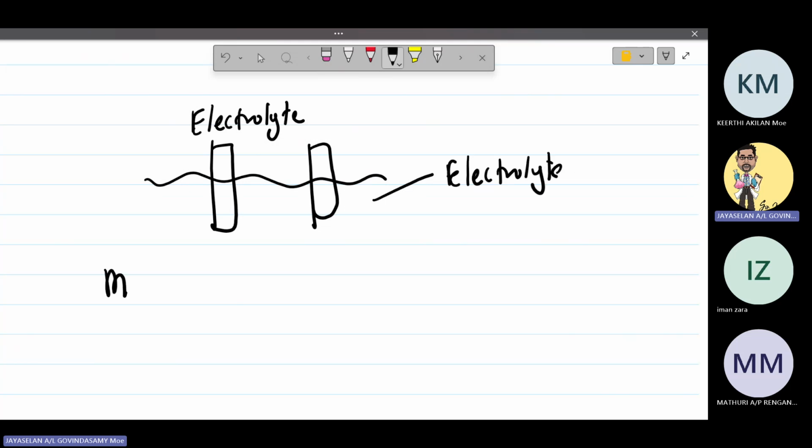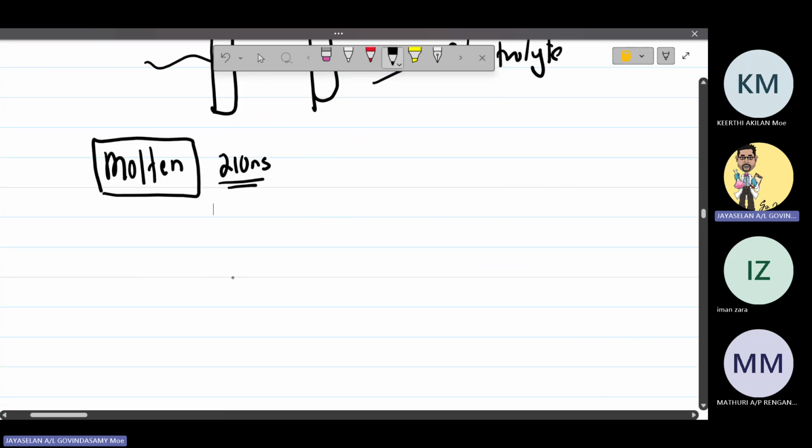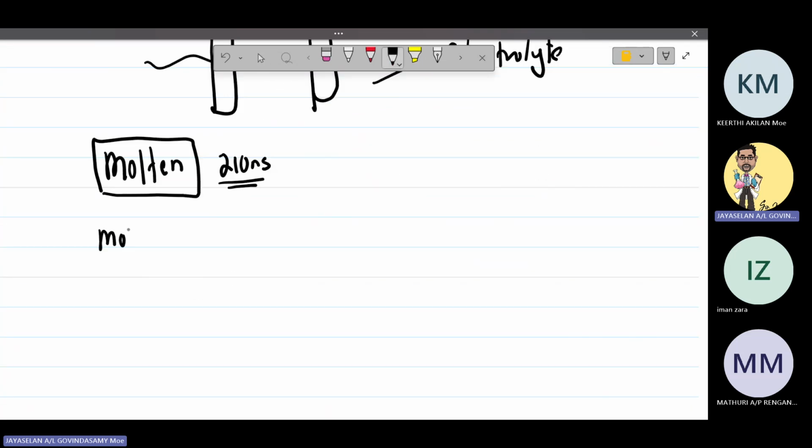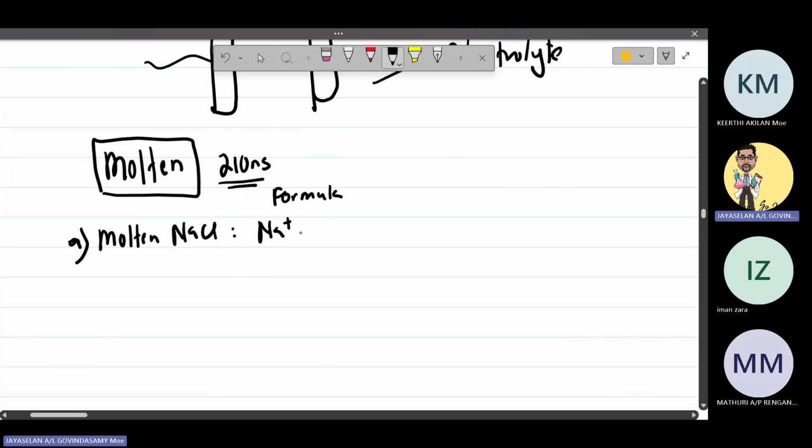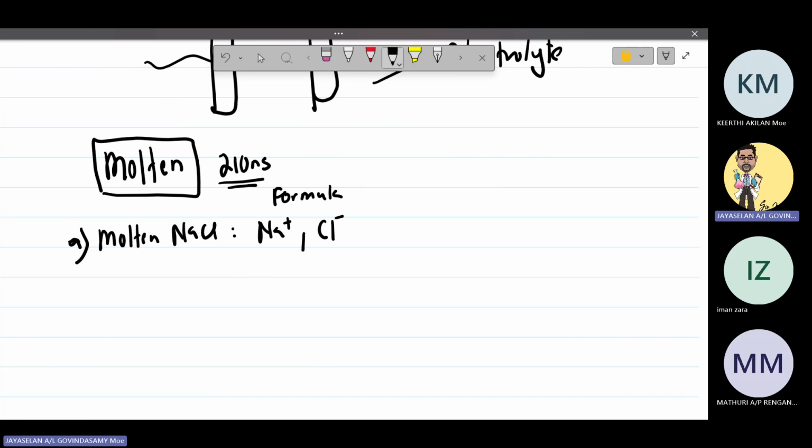If the question says molten, that is leburan, please remember it's only 2 ions. If they put molten sodium chloride and ask you to write down the formula, when there is the word molten, you write down Na positive, Cl negative, 2 ions only. So you take your 1 mark.